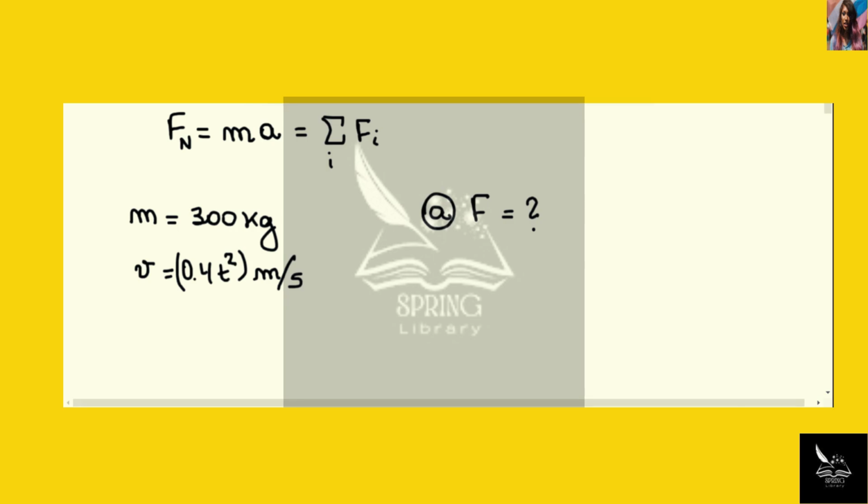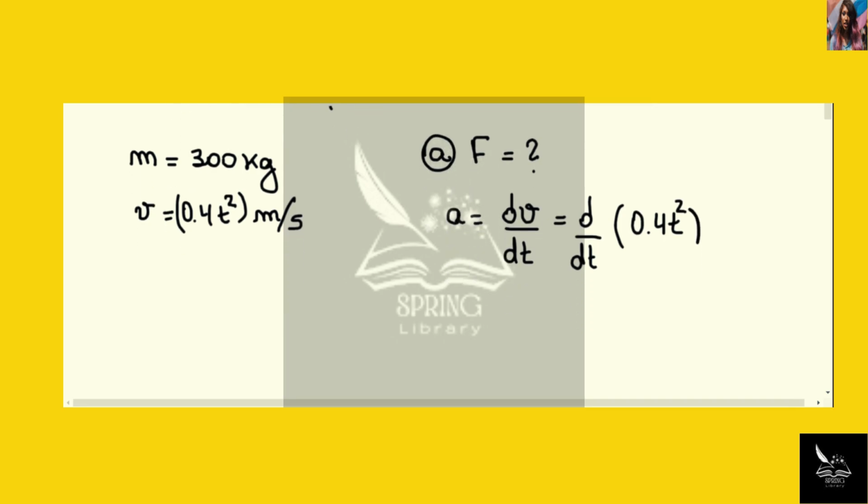So first, before finding the force, we're going to need to find the acceleration. And the acceleration is the derivative of the velocity with respect to time. So this is d/dt of 0.4 t squared. So a is equal to 0.8 t, where I used that the derivative of t squared is 2t.